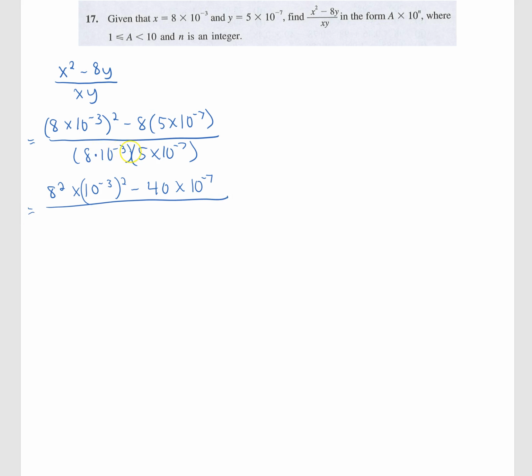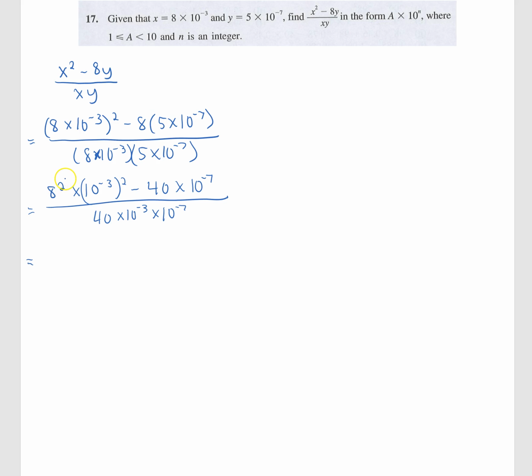And on the bottom, again, this is just all multiplication. Sorry, I should put an x here to make it consistent. All multiplication, so we can multiply in any order we want. So let's multiply the 8 times 5. So we have 40 on the bottom, and that's times 10 to the power of negative 3 times 10 to the power of negative 7.